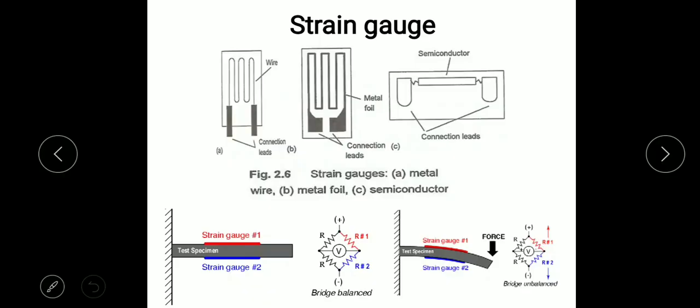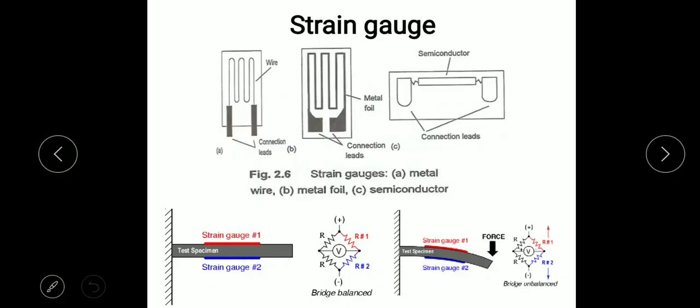Now we will place a strain gauge over a test specimen with a Wheatstone bridge as shown in the figure. You can see that two strain gauges are placed over a cantilever beam, strain gauge 1 and strain gauge 2, and corresponding readings are measured at R1 and R2, and two R's are given here. Both are reference resistances for the equipment.